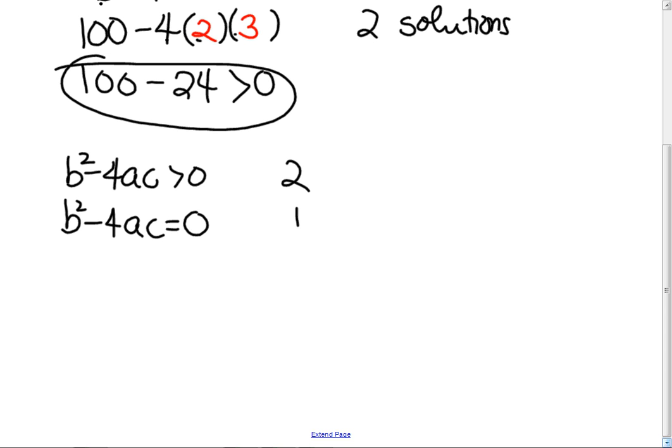Discriminant 100 minus 24, 76. Is it good enough for me? All I care about is positive or negative. Can I just put 76? Yeah, but who wants to do all that work? Okay, what if it's negative? How many roots? None. That's what you have to know, and it's written right up here.